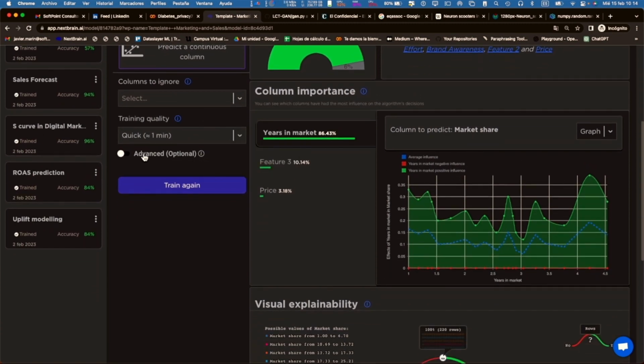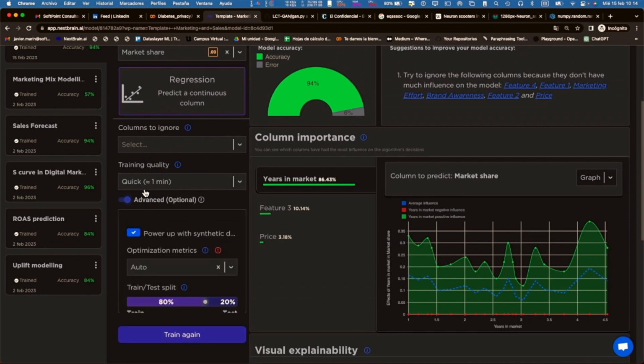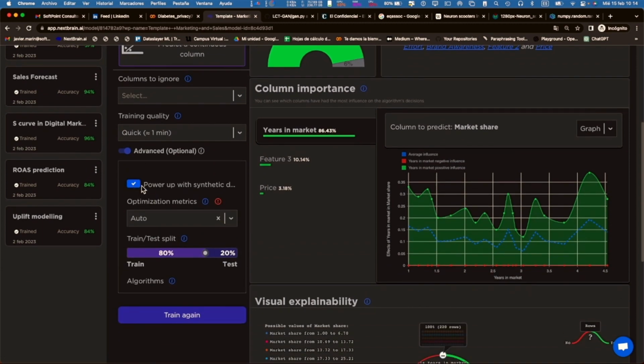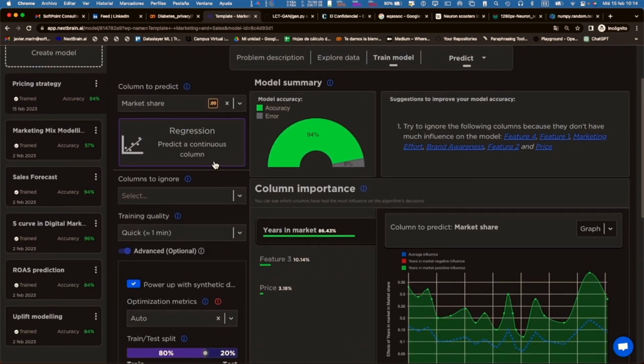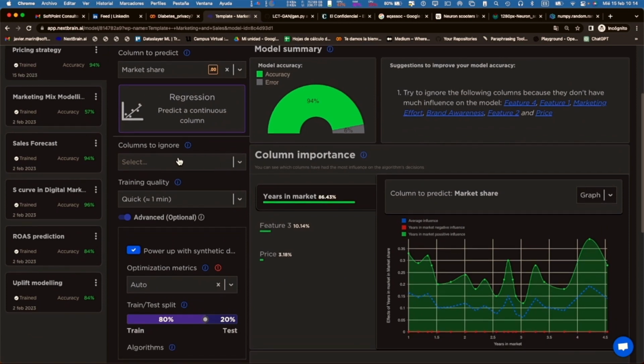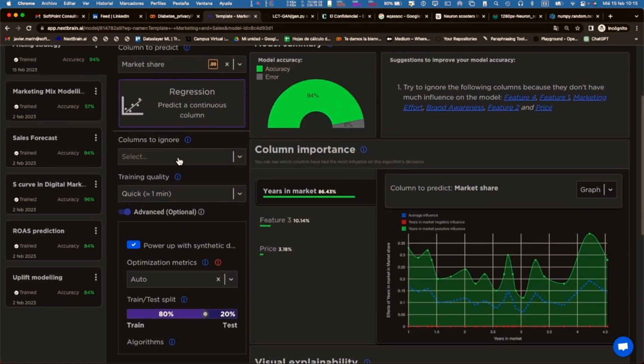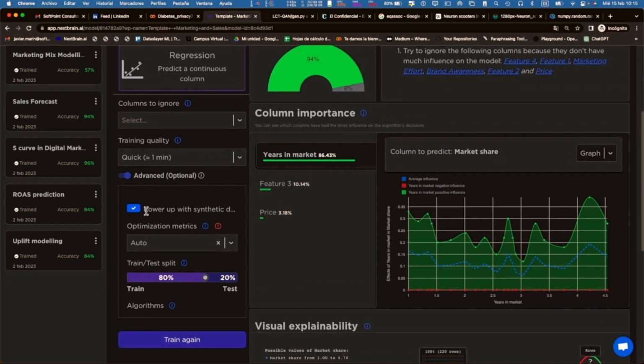We are going to do an additional step in this case that is important: go to the options and select the power up with synthetic data. The reason is that we have very few rows in the data set, only 10, so the algorithm needs many more rows for training a model. With 10 rows, the algorithm is not able to find patterns. What the algorithm is going to do is learn the data but not find patterns in this data. This is why we need a higher number of samples in the data set.